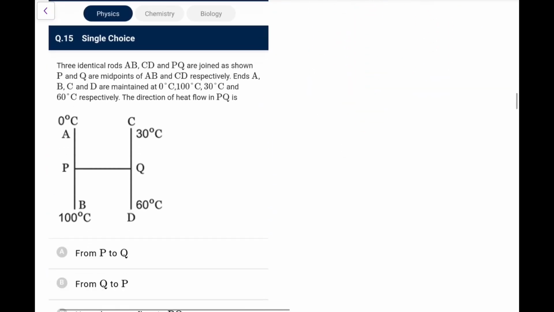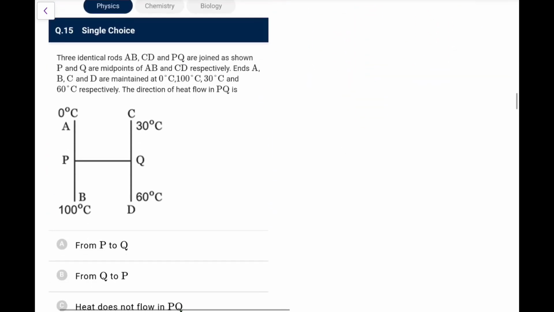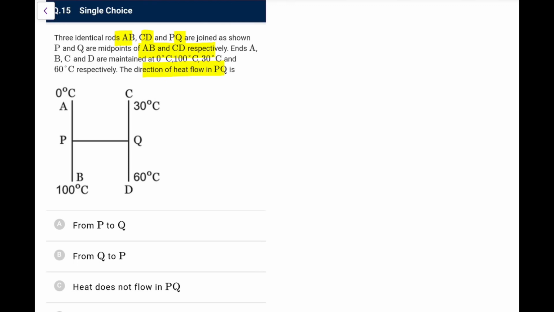Next, three identical rods AB, CD, PQ are joined as shown. P and Q are the midpoints of AB and CD. AB, CD are at these temperatures. The direction of the heat flow in PQ is, you have to find it out. So going by the current analogy, these are identical rods, so I take this half section resistance to be R, this would be again R, this would be 2R, this would be R, and this would be R.